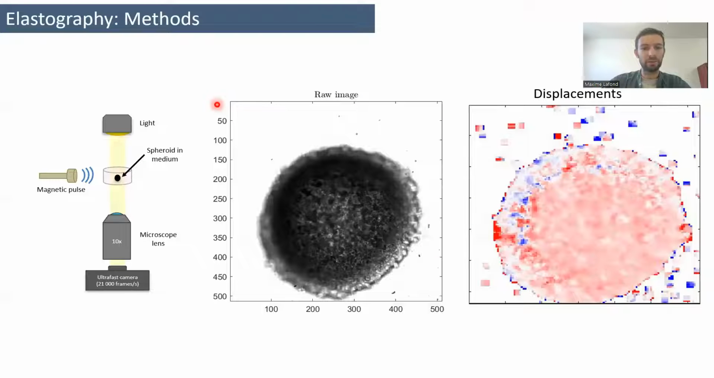Finally, the elastography. To measure that, we place our spheroid in a plate under a 10x magnification microscope that's plugged to an ultra-fast camera. And we send a magnetic impulse to make the spheroid oscillate because it's charged with magnetic particles, and we can take those images, and from those images check the displacement and the shear waves in the video.